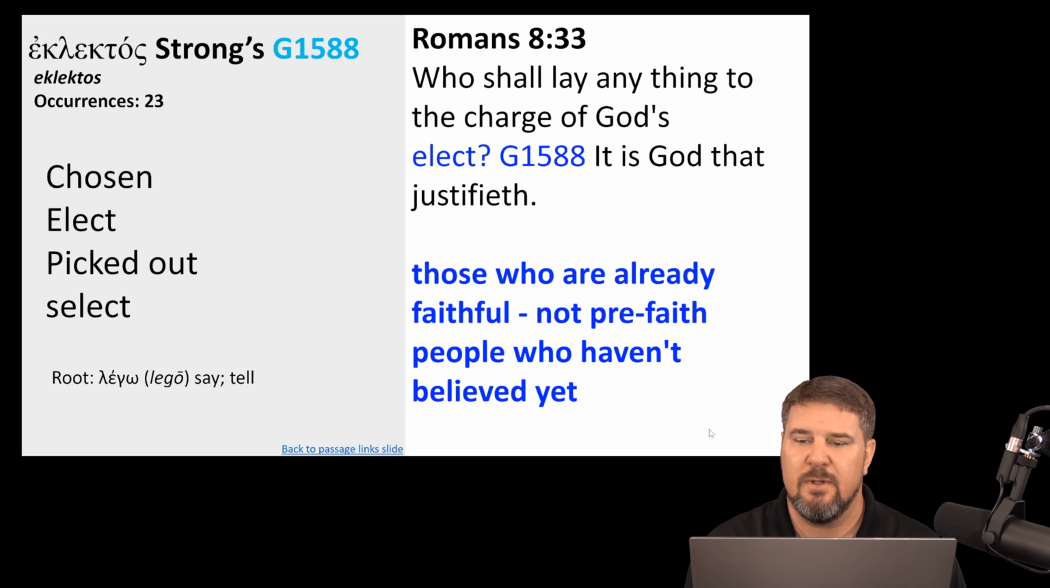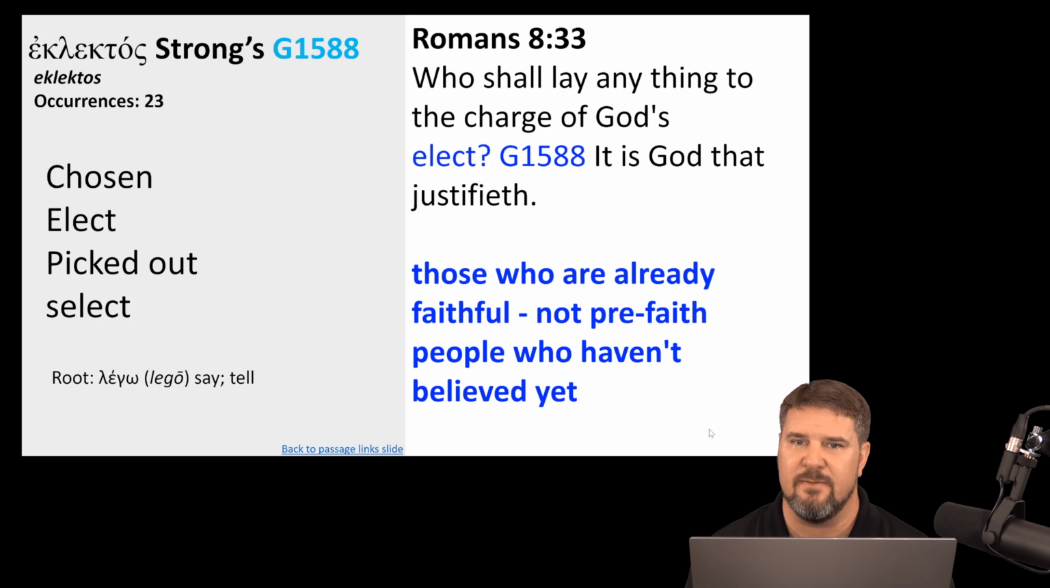Romans 8:33, "Who shall lay anything to the charge of God's elect? It is God that justifieth." Now this is a reference to the people referenced so far already earlier in the chapter. It's those who are already faithful. It's not pre-faith people who have not believed yet. Who shall lay anything to the charge of God's elect?